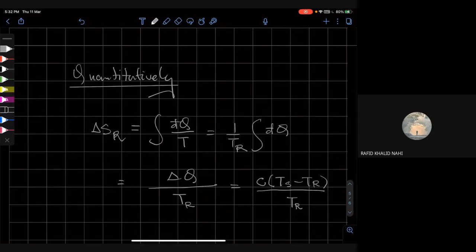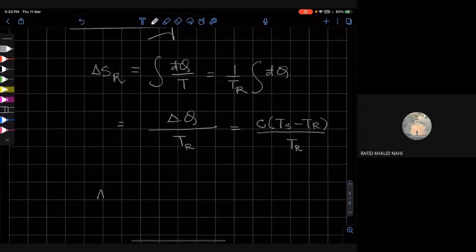Okay, so if the temperature of the system is greater than the temperature of the reservoir, this is positive. That means the entropy will increase. And if the temperature of the system is less than Tr, then it's negative, right? As we qualitatively discussed. Okay? So this is for the system, we have the integral of dQ by T.